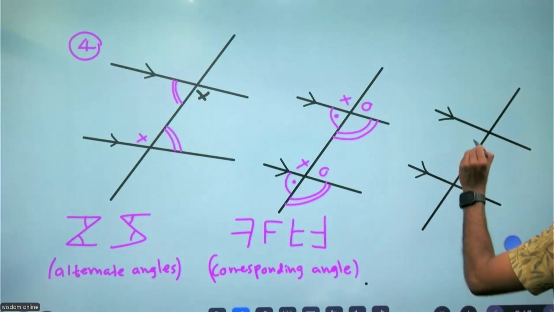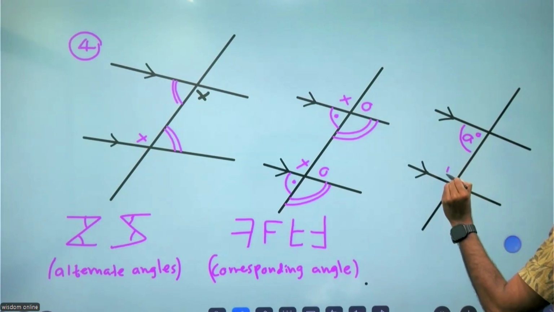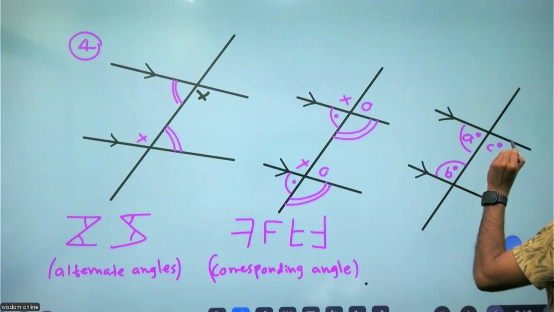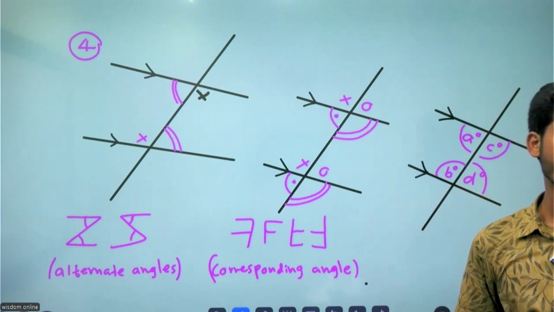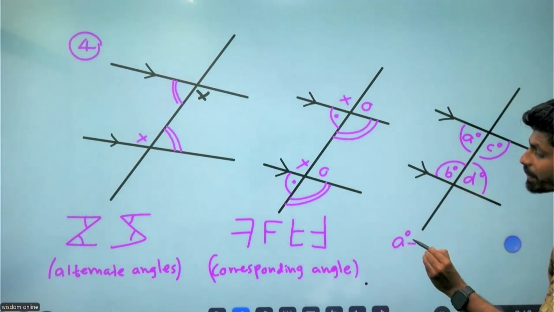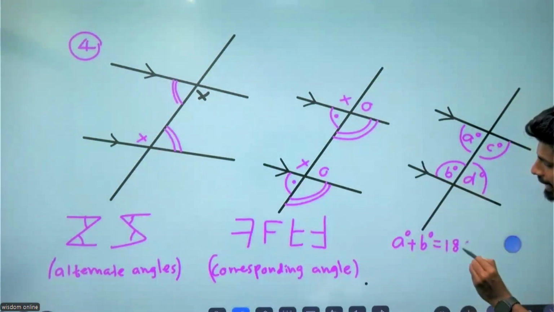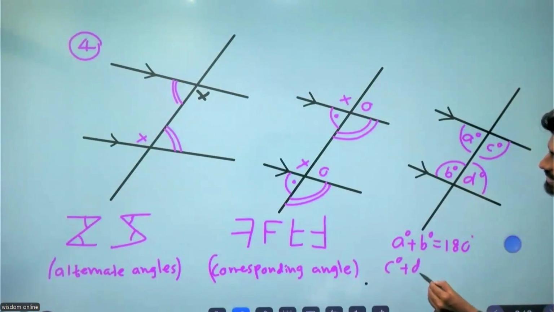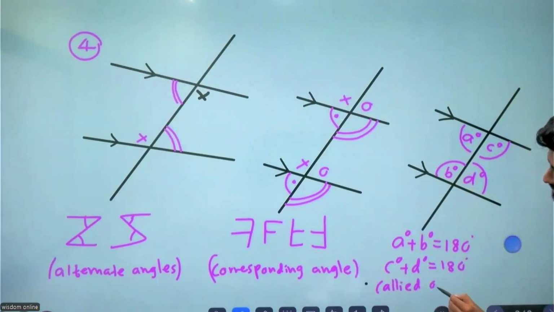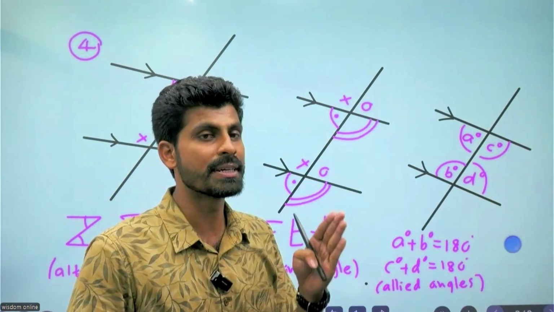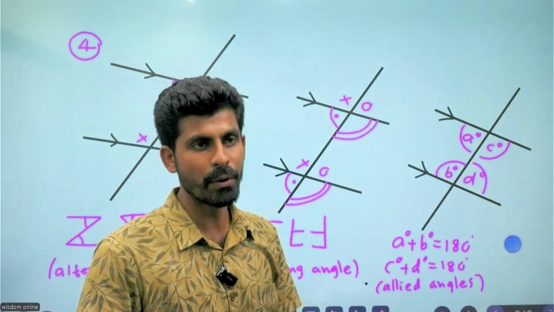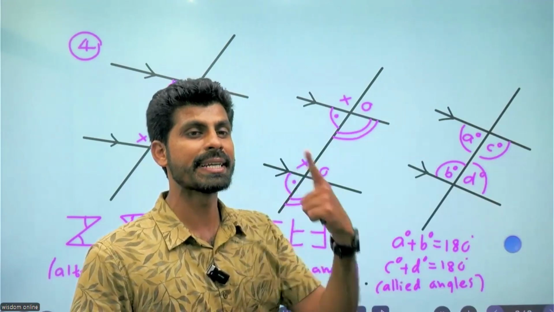Third one, allied angles. Allied angles means A, B, C, D are supplementary. So A plus B equals 180, and C plus D equals 180. Allied angles are supplementary. So those are the three angle types related to parallel lines. I'm quickly moving to the next theorem.